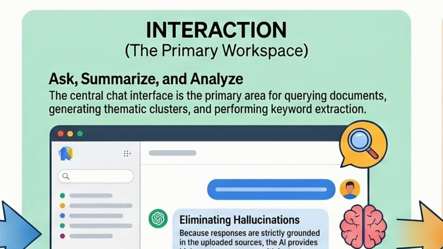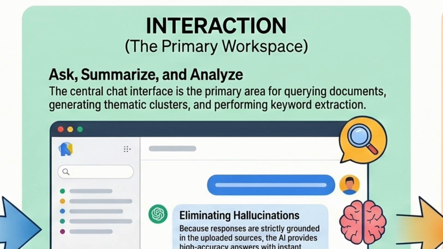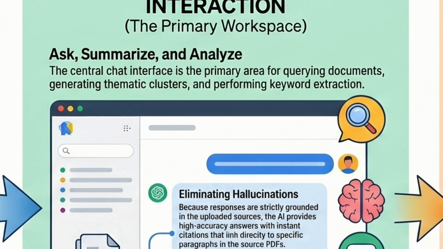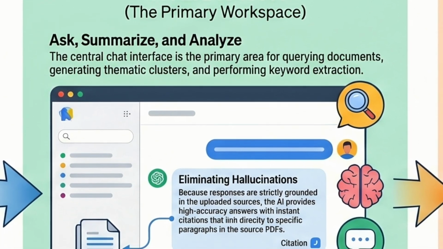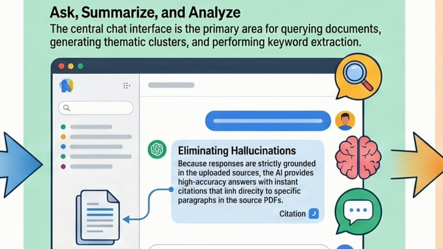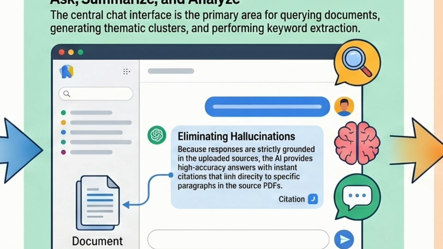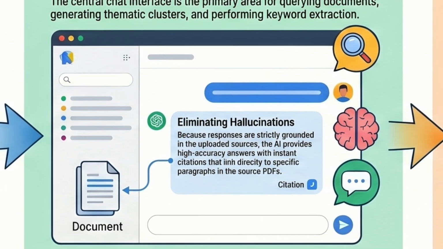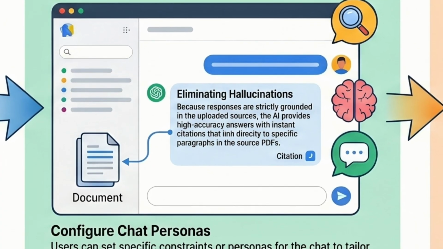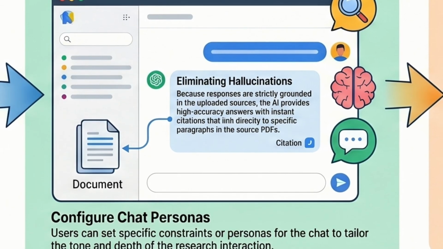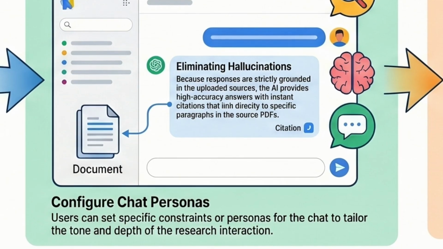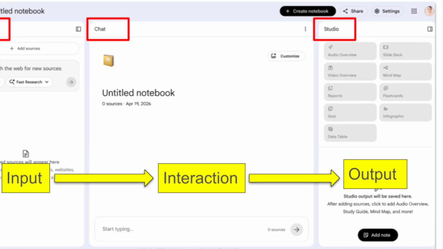This central panel is the primary workspace where you engage with your uploaded data. At the bottom, there is a text entry field to start the dialogue once sources are added. Through the conversational or chat interface, you ask questions about your data or prompt it to summarize specific documents or find connections between different sources. Because the AI is grounded in your sources, its responses are limited to the information you provided in the left panel, reducing hallucinations.